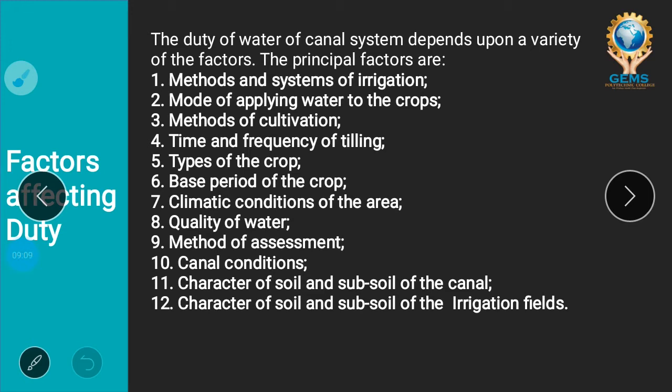Next is method of cultivation. How do you cultivate? Which crop do you cultivate? Do you do mixed cultivation or only one particular type of cultivation? That also affects duty.